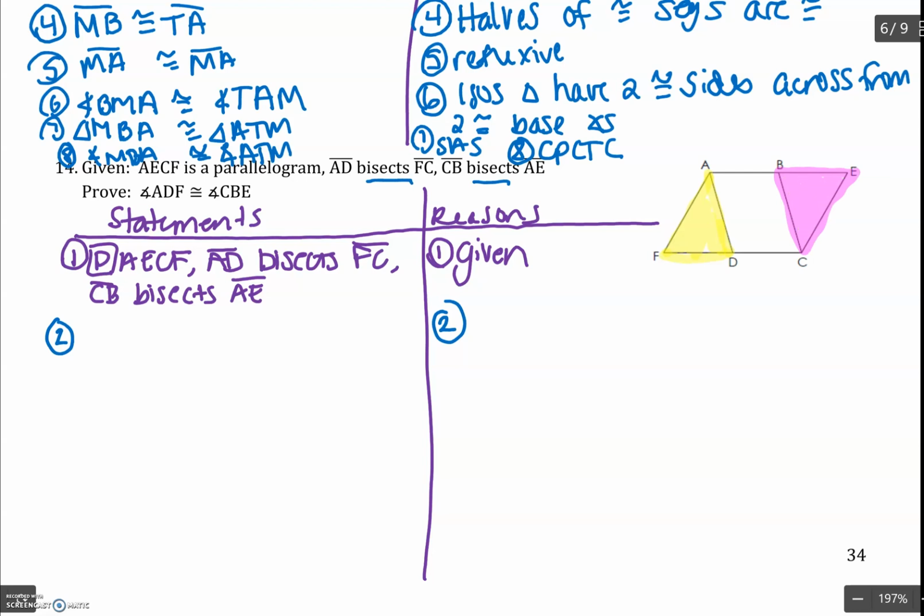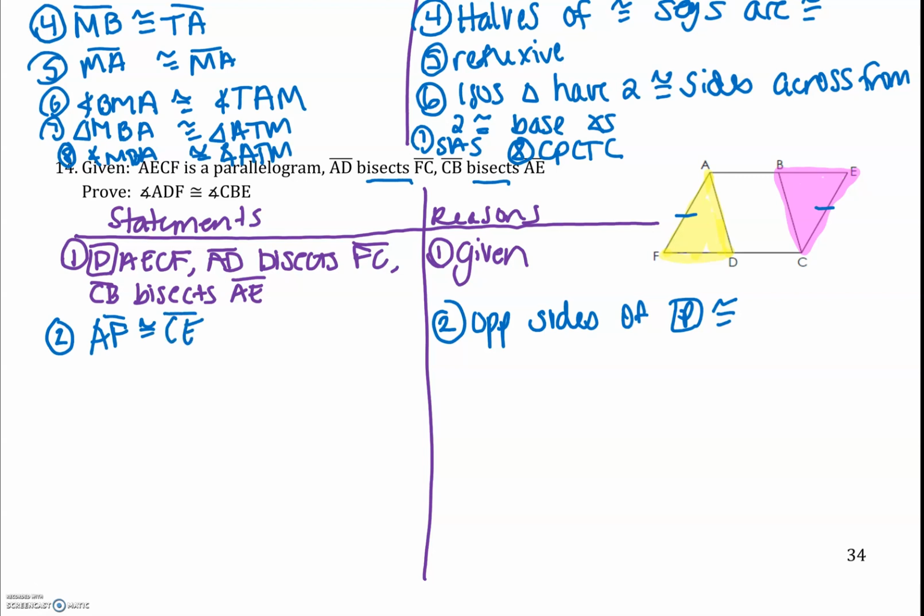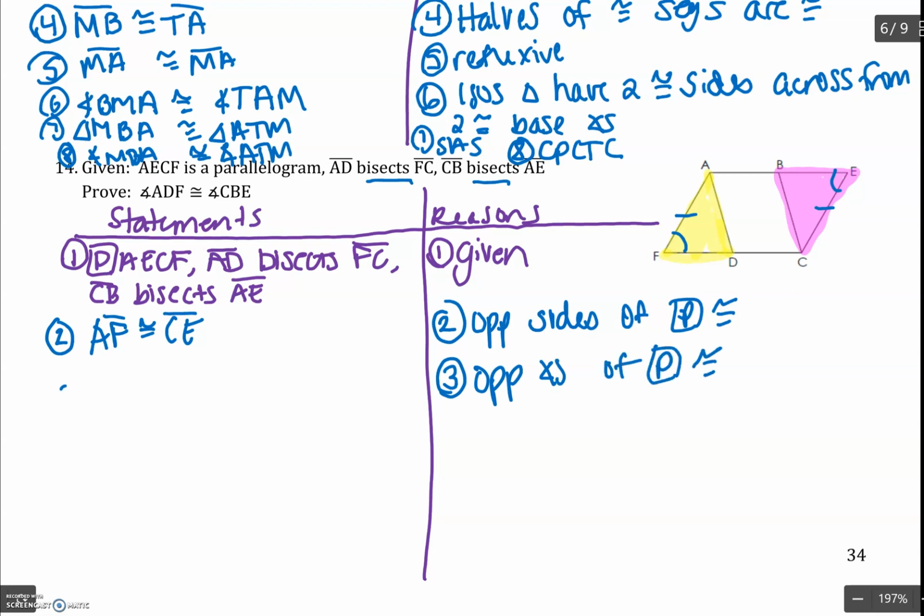So if I'm thinking about my parallelogram, I know opposite sides of a parallelogram are congruent. And so I could say AF is congruent to CE, and that gets me a side pair from these triangles. I also now have from my givens that, from my parallelogram, opposite angles are congruent. And that can give me that angle F is congruent to angle E.